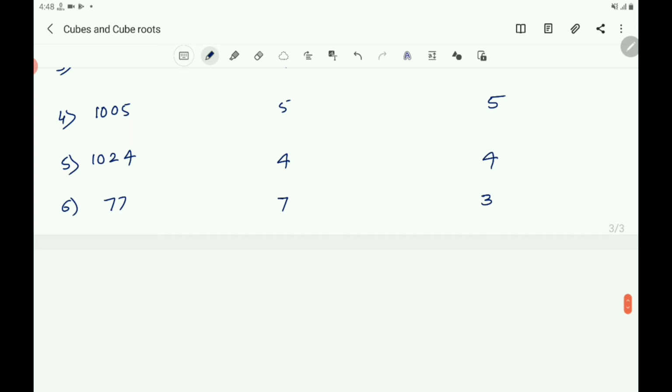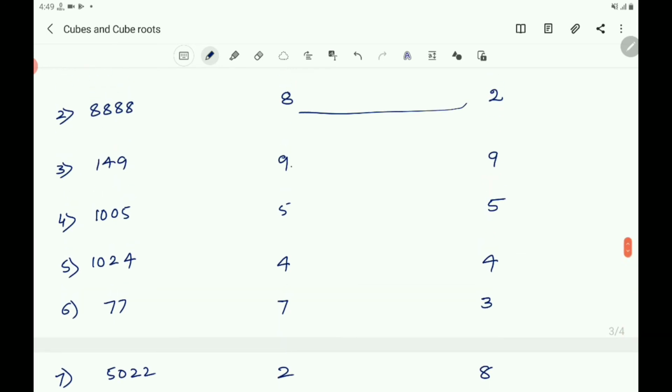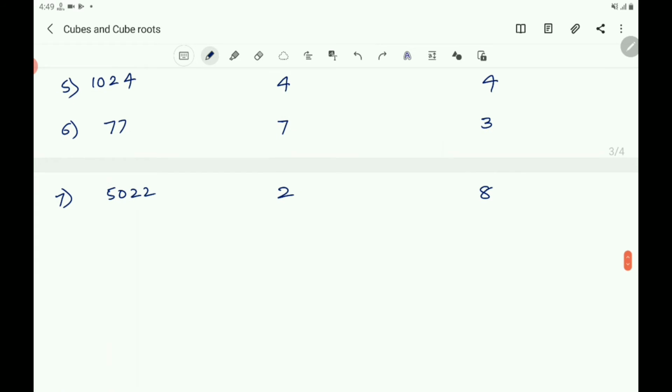Next, the seventh one, 5022. Here the ones digit is 2. Its cube has the ones digit 8. You know the exchange here, 2 and 8, and 8 and 2. For 2 it is 2, and like this. Here, if the ones digit of a given number is 2, its cube has 8 in the unit place.